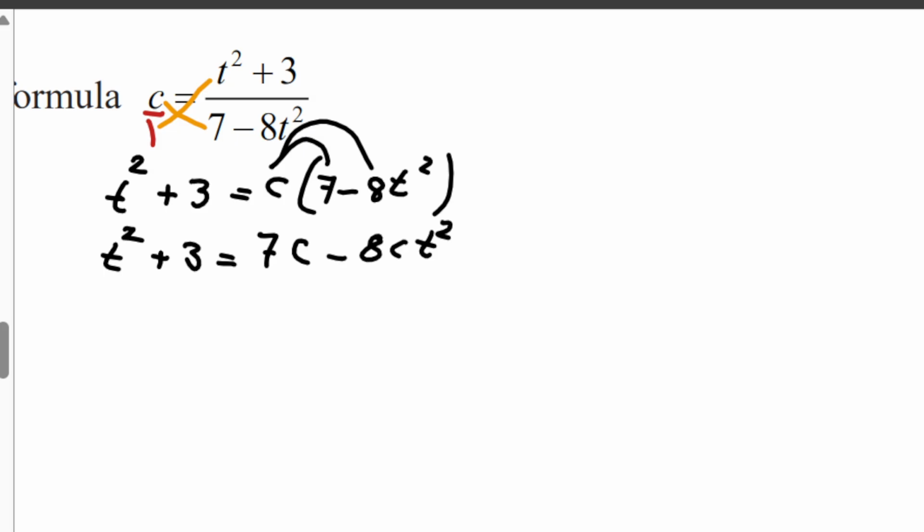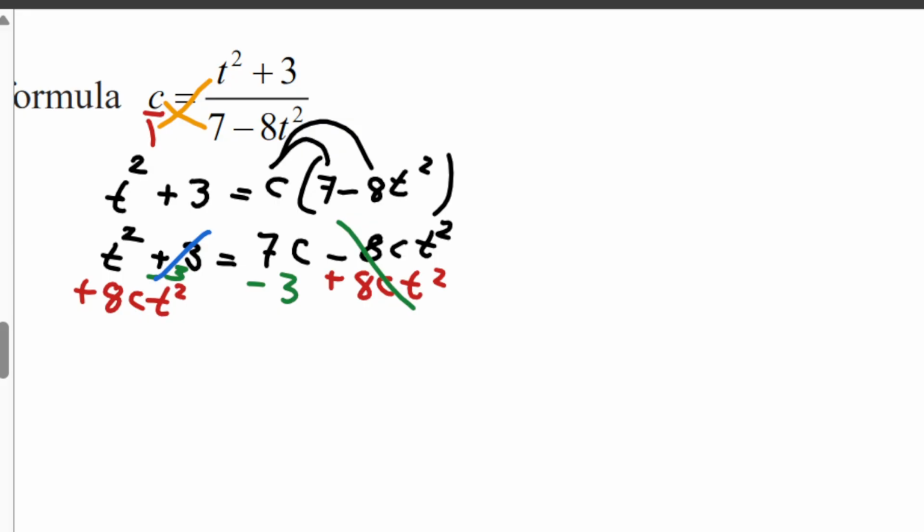Now we need the t's to be together. So what I will do, I'll do plus 8ct squared here, plus 8ct squared there. Why? To cancel this. This is gone. Now I'll also do minus 3 here and minus 3 here. Why? To make the t's in one side. So the 3's come there.